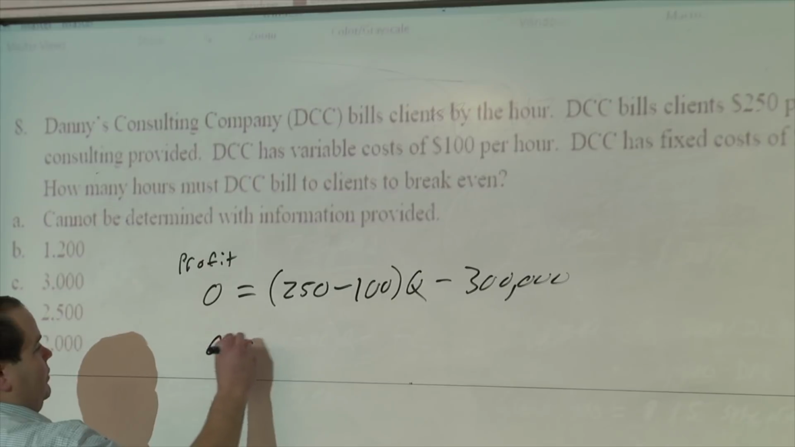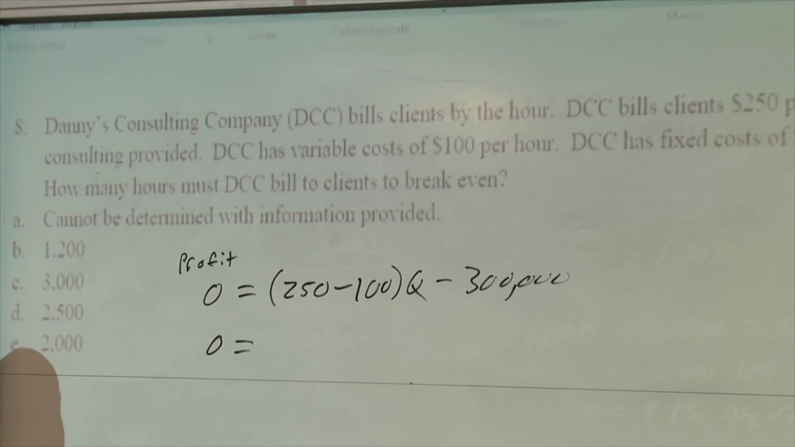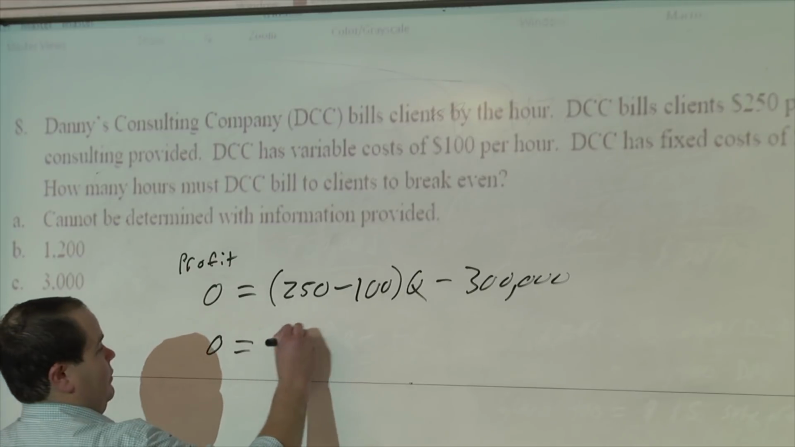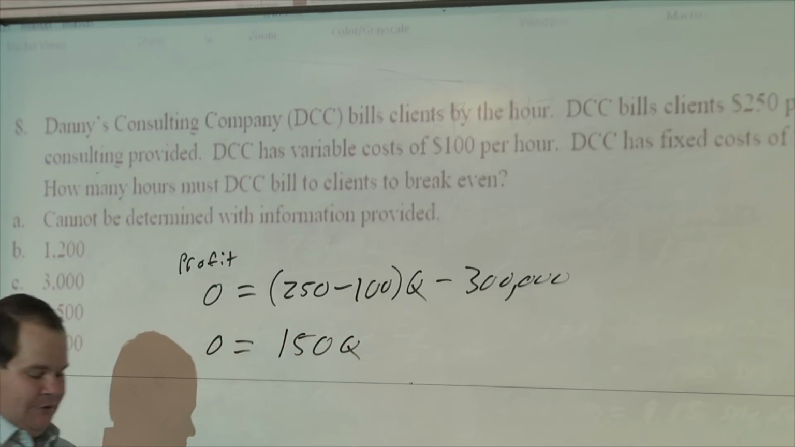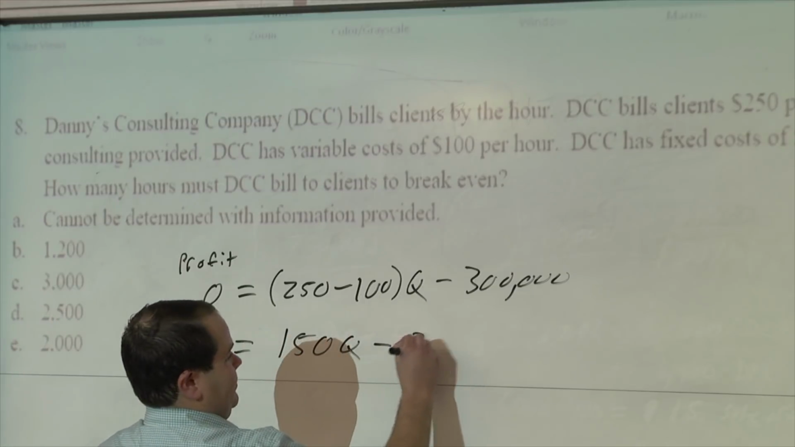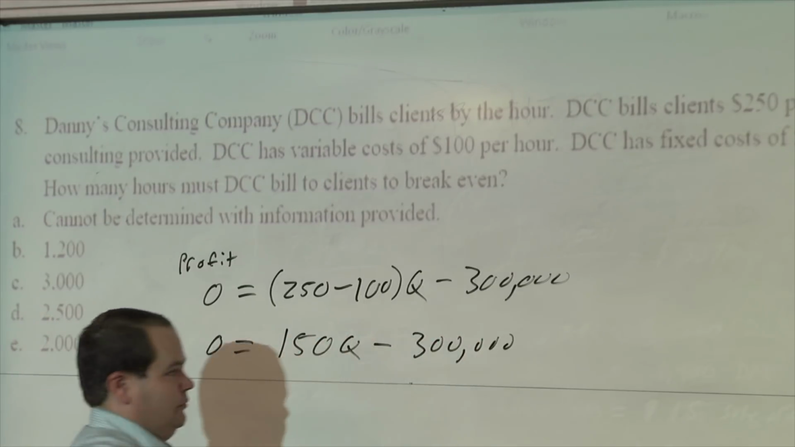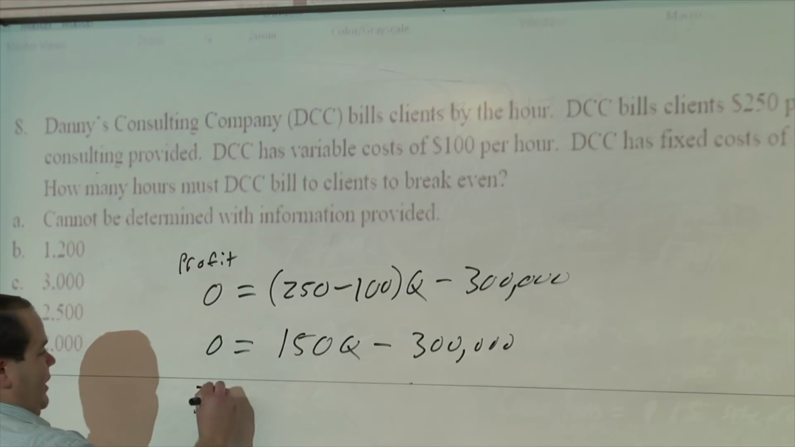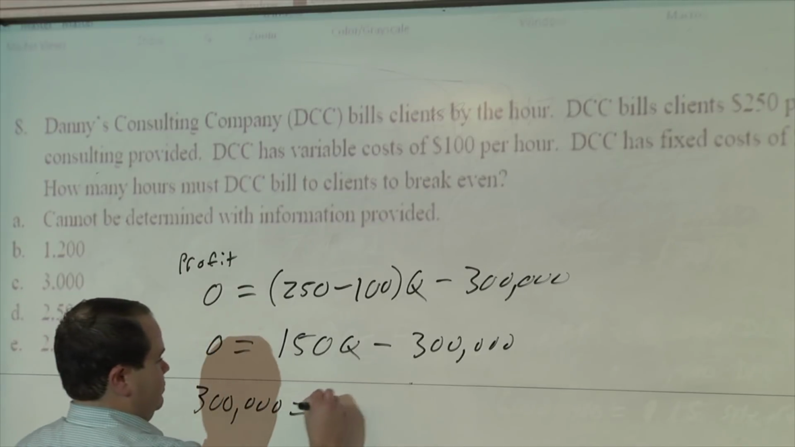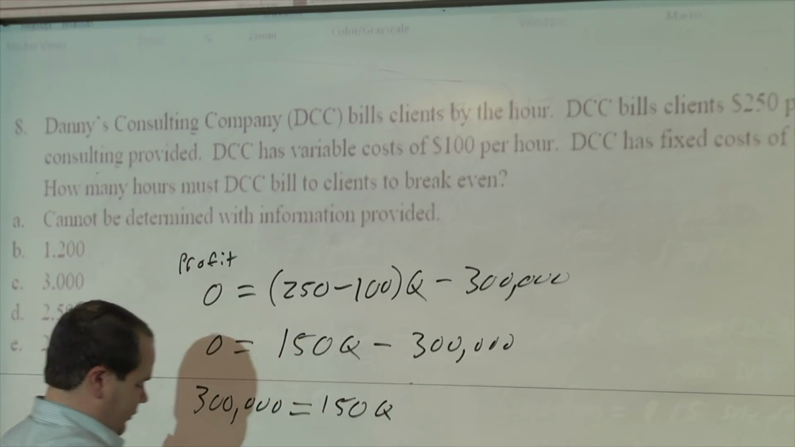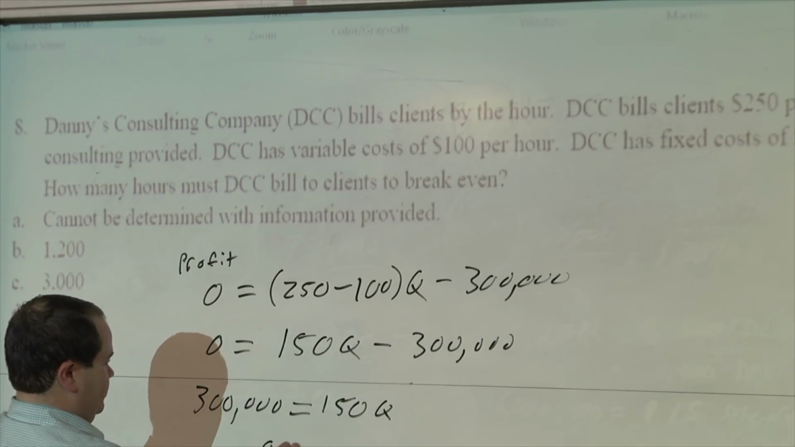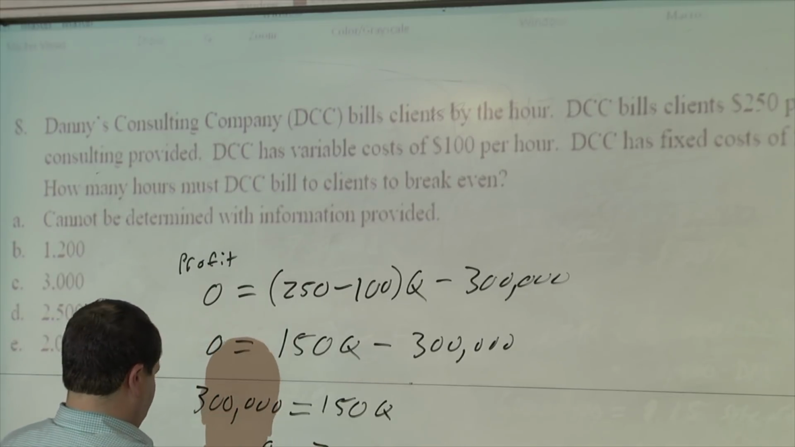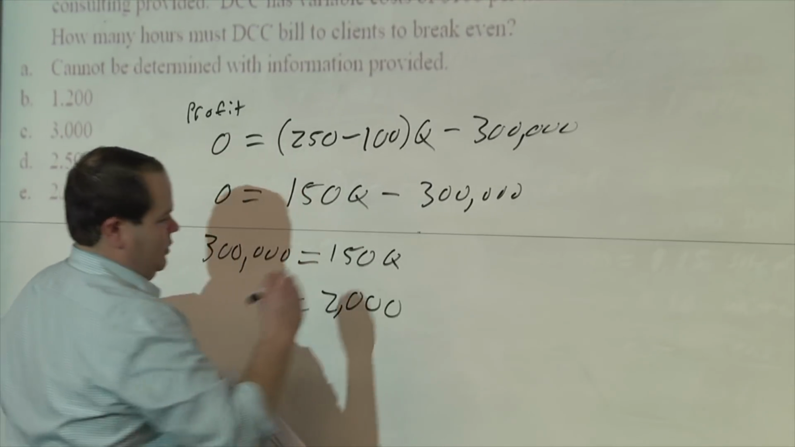So we could say this difference here, they make 150 in contribution per hour. So 150 times the quantity minus 300,000, right? So solving for Q there, 300,000 is equal to 150Q. Q is equal to 2,000.